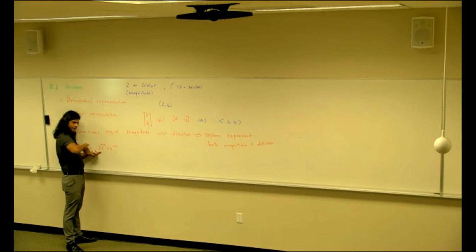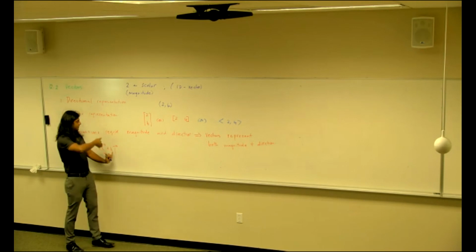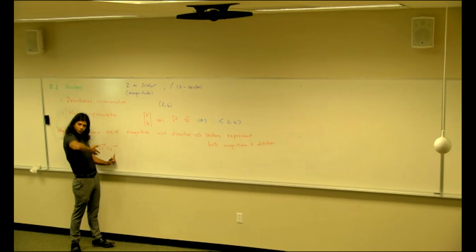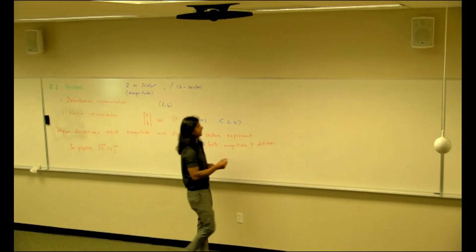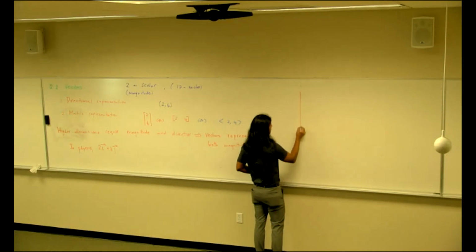Direction along the x-axis. Direction along the y-axis. Put them together, you know exactly where that point is, right? How do we get to the point 2,4?